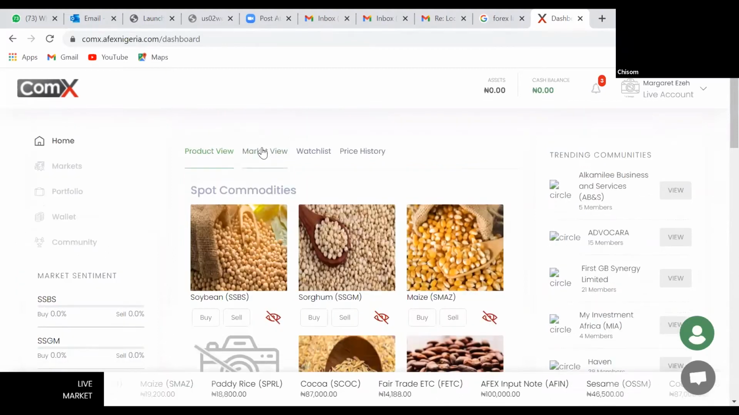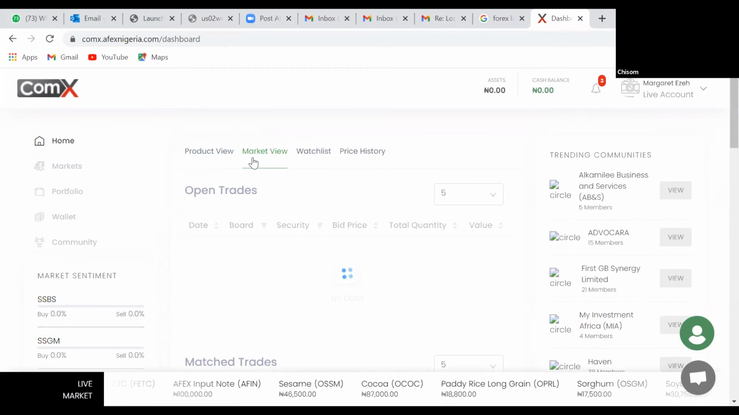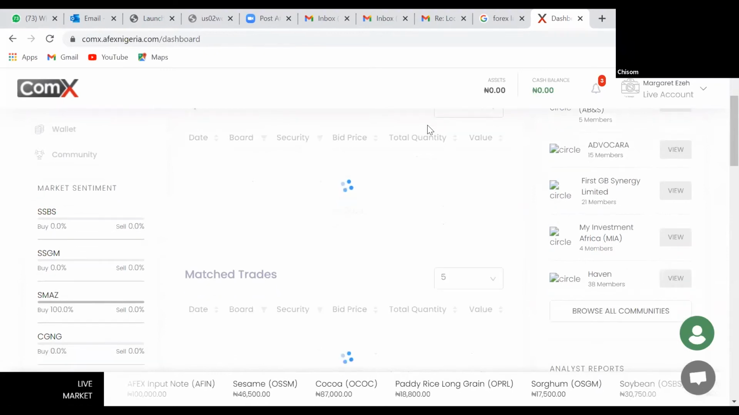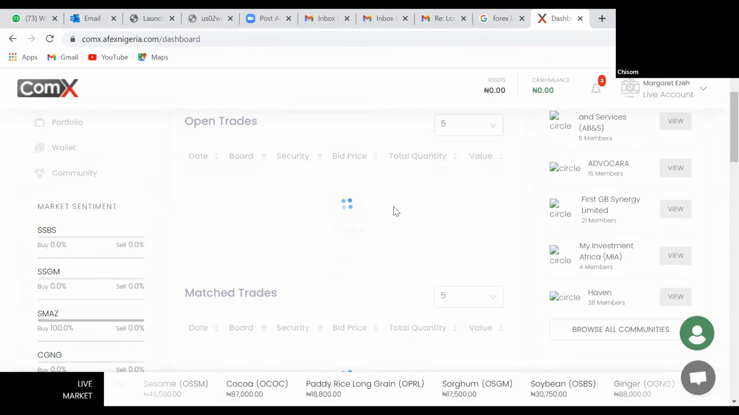So we're going to go straight into the market view here. This part of the platform is very important because we always get questions about how do I get my trades matched? How do I get my trades matched quickly? And the answer is in the market view. My internet is currently slow. We'll just wait for it to load a bit.